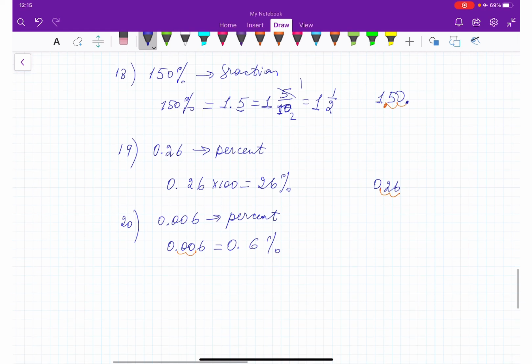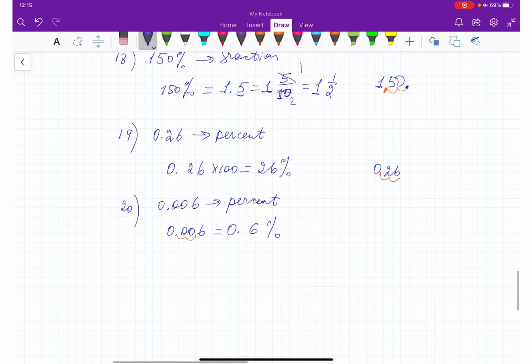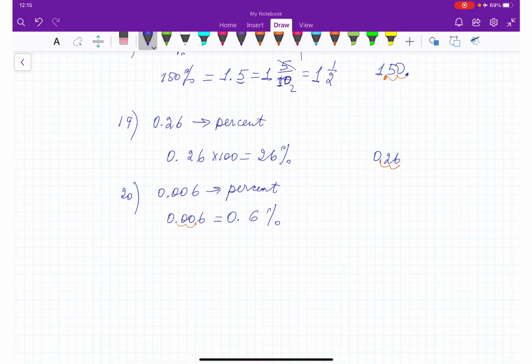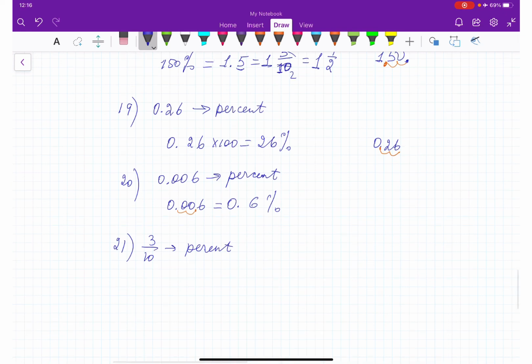And let's do 2 more. Actually, we didn't do fraction to percentage. Okay, 21. We need to write down fraction into percent. So first of all, we have to go as a decimal, right? 3 over 10. That means 3 divided by 10, right?